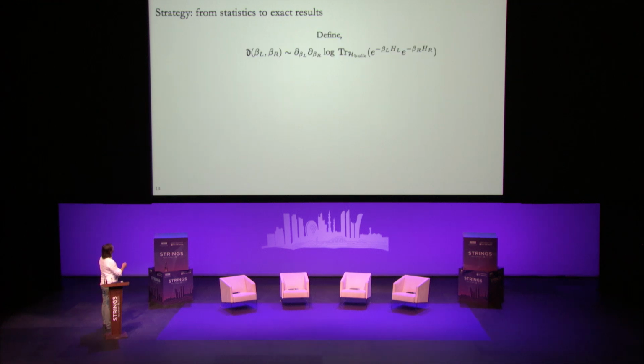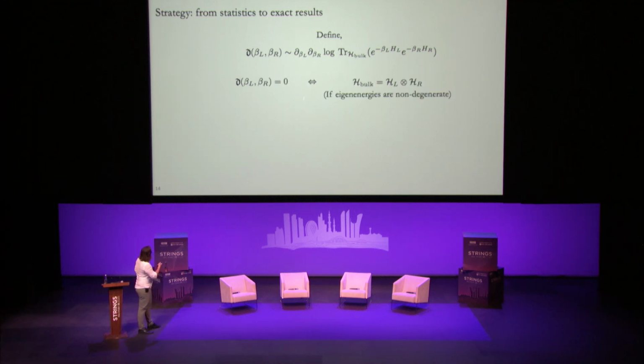So for this, let's define the following differential, a function of beta left and beta right. It's just the derivative with respect to beta left and beta right of the logarithm of the trace. If this trace factorizes into a function of beta left and beta right, then the log is just the sum of two terms, and if I take a derivative with beta left and then a derivative with beta right, this should vanish. So the vanishing of this differential precisely probes that the bulk Hilbert space is the tensor product of left and right. And this holds if the eigenenergies of the Hamiltonian are non-degenerate. I'll discuss counterexamples and how to deal with them at the end of the talk.